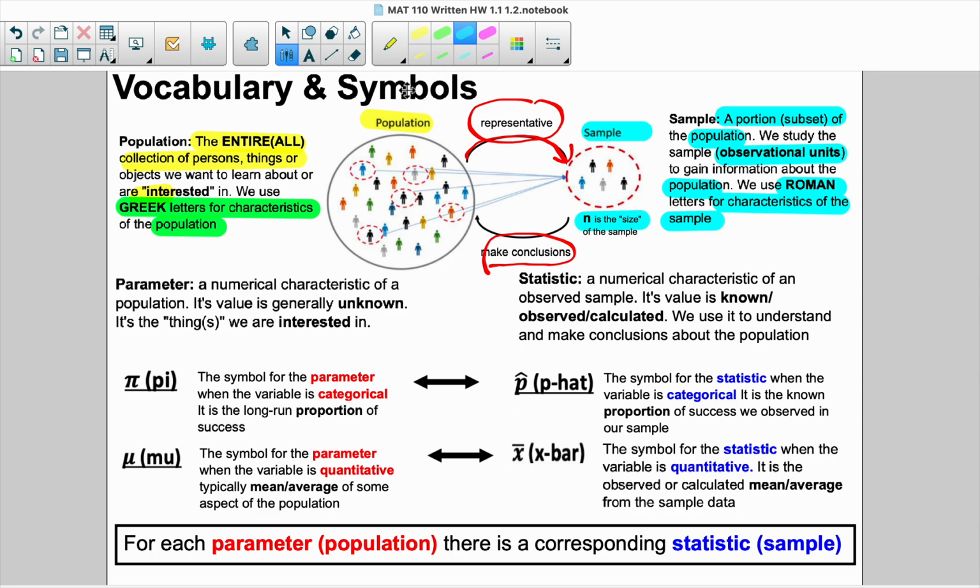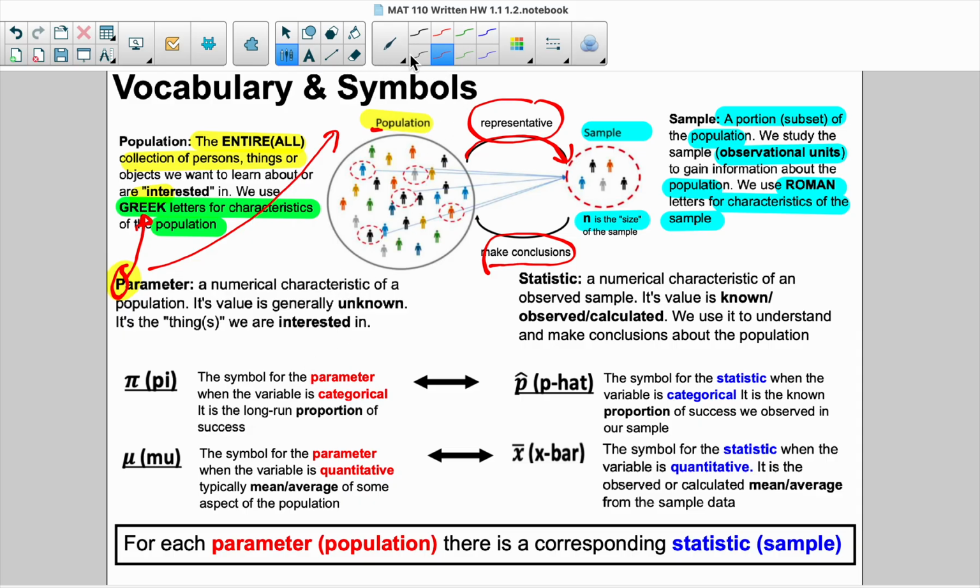Now, we could be interested in a lot of different characteristics from a population. And when we're talking about a population, we call those characteristics we're interested in a parameter. Okay, so the way that you can remember that is that population starts with P, parameter starts with P. Whenever you see parameter, we're talking about the population. And whenever we're talking about the population, we're using Greek letters.